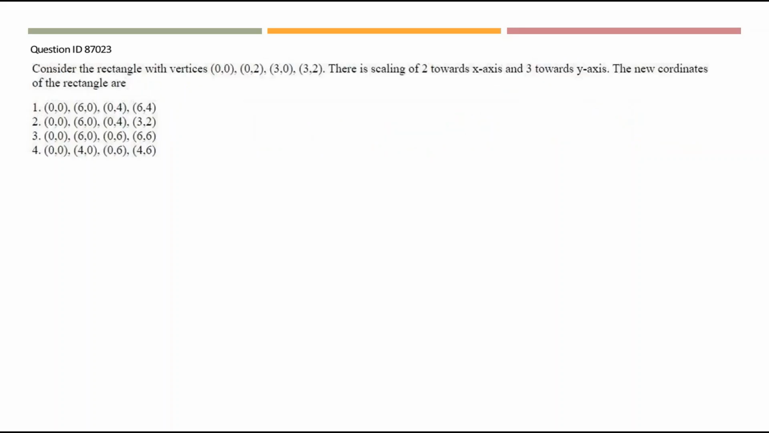Next question. Consider the rectangle with vertices (0, 0), (0, 2), (3, 0) and (3, 2). Just plot it in a graph: (0, 0), (0, 2), then we have (3, 0), (3, 2). There is a scaling of 2 towards the x-axis and 3 towards the y-axis.